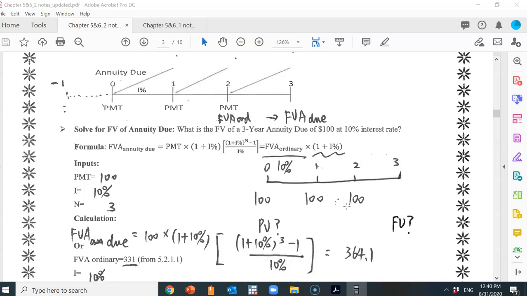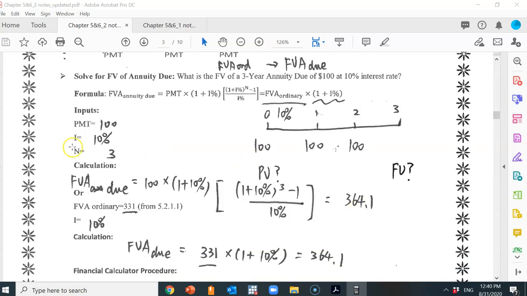Okay, so here payment is 100, interest rate is 10%, and n is 3. So we can use 100 multiplied by 1 plus 10%, multiplied by 1 plus 10% cubed minus 1, divided by 10%. So we have 364.1. Alternatively, we can use the future value of ordinary annuity, which is 331 from the last example. We calculate it and use this number multiplied by 1 plus interest rate 10%. So we still have 364.1.